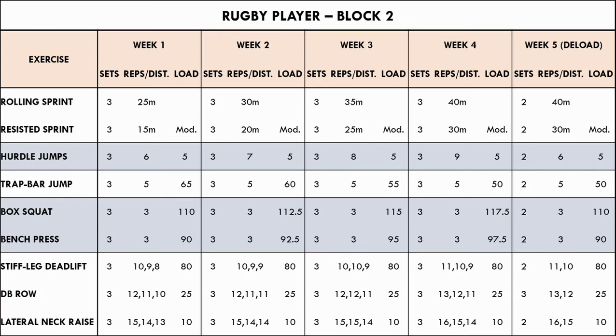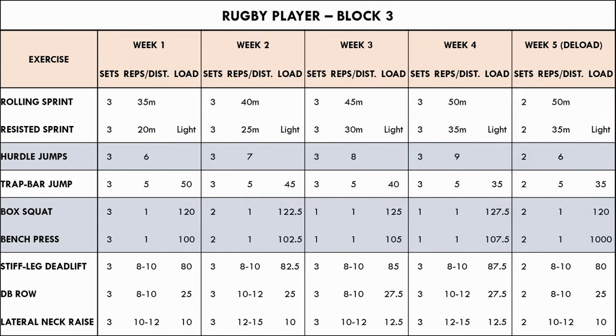And now the last 5-week block of the program may look something like this. Once again, the distances of the sprints are increased each week to even further distances again. The resisted sprints now use light loads to allow faster running speeds. Hurdle jumps are still used as a reactive power exercise, although this time no additional load is used. This will decrease ground contact times and be most specific to sprinting and jumping performance.